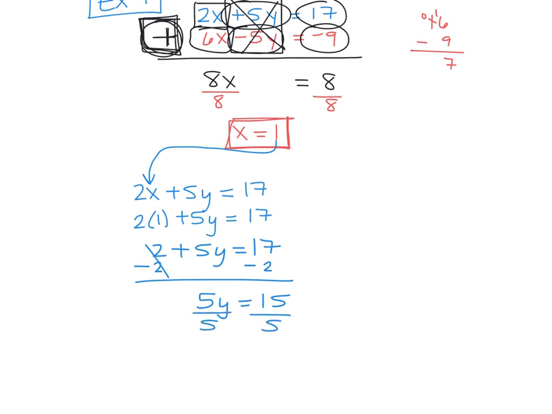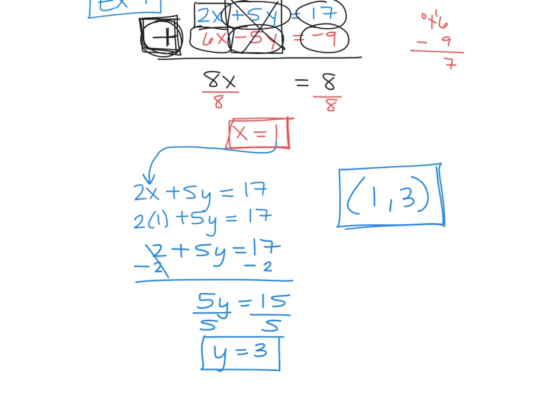You should really be taking notes on this, guys. This is a lot of information. So you get y equals 3. That means my answer is (1, 3), right? My x is 1, my y is 3. That would be my answer then.